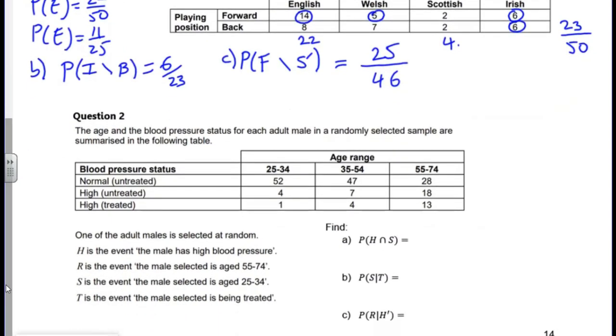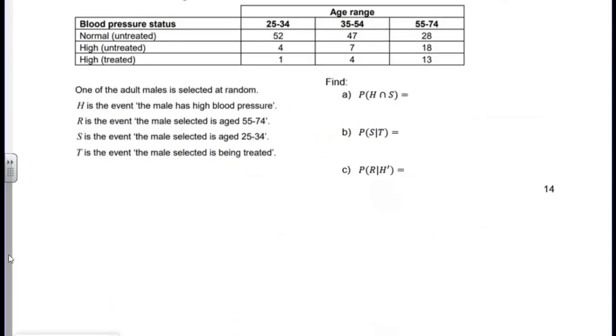Question 2 says, the age and blood pressure status of each adult male in a random sample selected is summarized in the table. So H is male, has high blood pressure. R is somebody 55 to 74. S is 25 to 34. This is massively overcomplicated, isn't it? T is male, selected for being treated. Right then, okay.